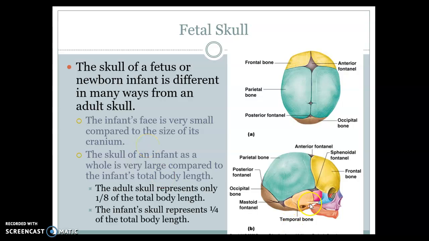So the face is very small compared to the rest of it, and then eventually it'll grow and build. So the adult skull represents about 1/8 of the total body's length. Infant skull represents about 1/4. So it's a lot bigger, and you guys probably noticed that if you have baby siblings or have taken care of babies. Their heads are pretty big compared to the rest of their body. It's because they've got a lot to grow into.